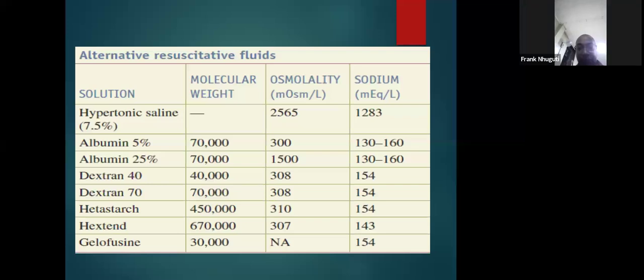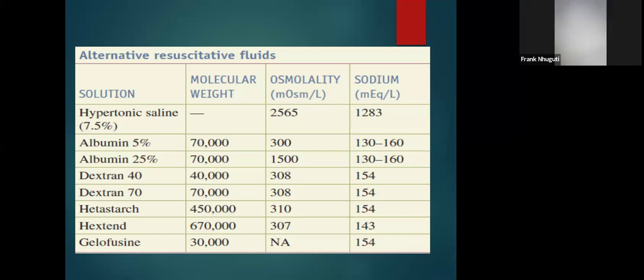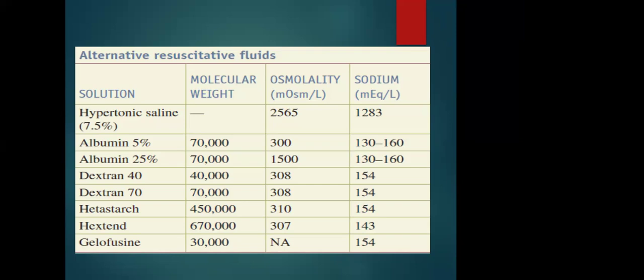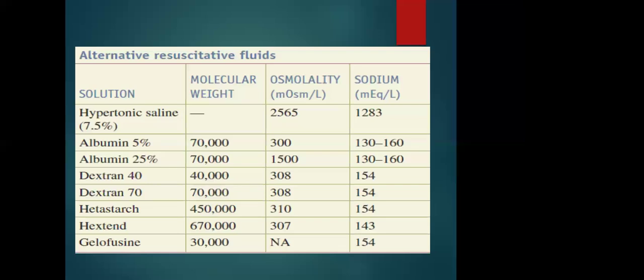The problem with colloids is that they have a very high oncotic pressure and they can lead to capillary leak, which can leak into the interstitial space. And this can sometimes worsen edema. So you would expect that an ideal fluid, when given directly into the intravascular space, will stay completely in that space and not leak into the interstitial space, and it will not cause complications. But there is no such fluid.